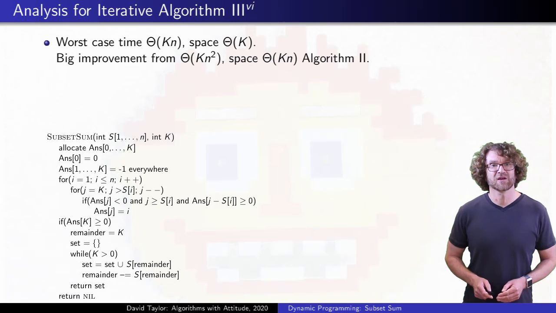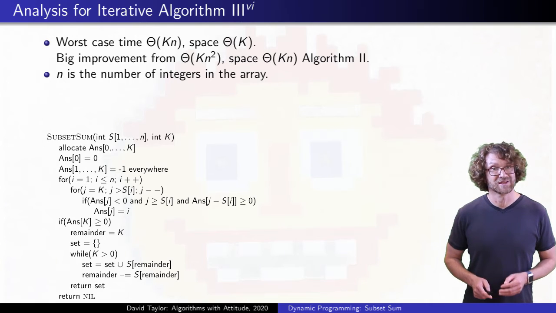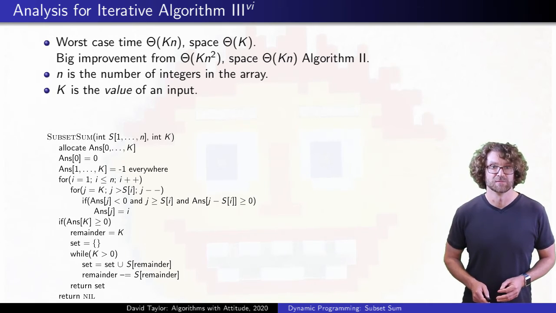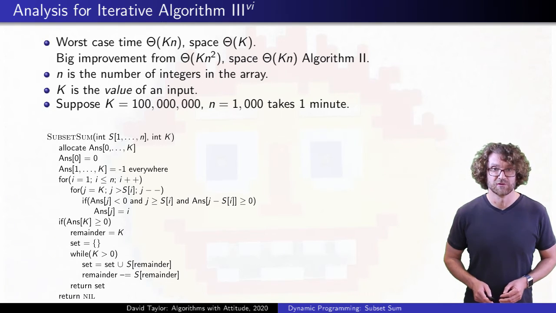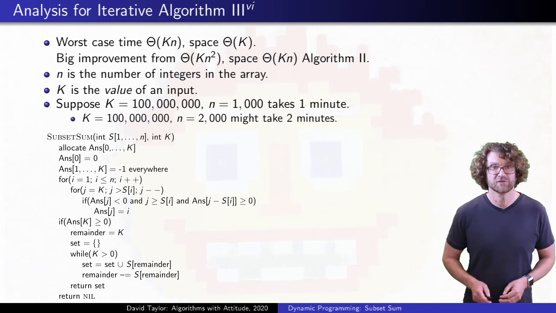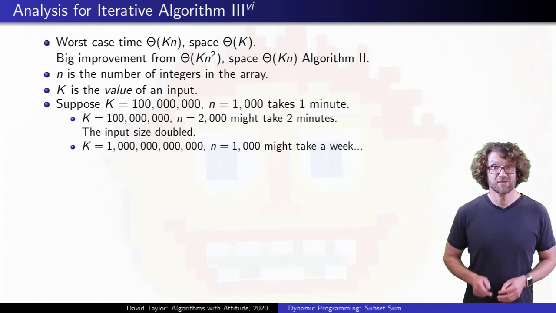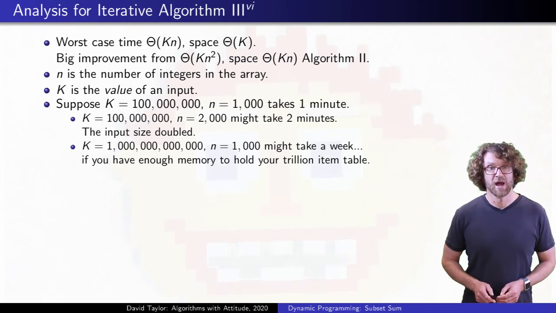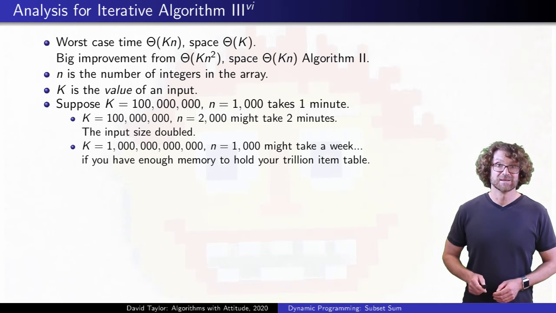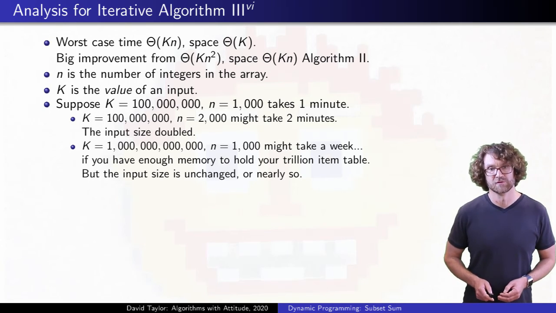Well, it's kind of a strange time because of what k represents. n represents the number of integers in your input, like usual, but k represents the value of one of the inputs. Suppose I give you a problem with 1,000 integers and k equals 100 million, and it takes a minute to answer. If you switch to 2,000 integers, it should take about 2 minutes because the input is twice as large. But if I keep 1,000 integers but go to k equals 1 trillion, it takes 10,000 times as long, almost a week, if you have enough memory to hold your trillion item table, which I don't. But the input size isn't really any different than it was for the smaller problem. You just changed the value of one of your inputs.